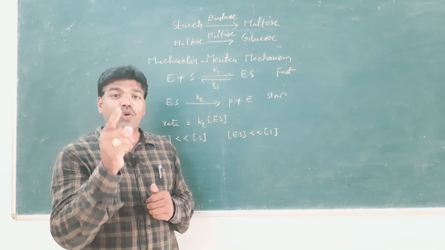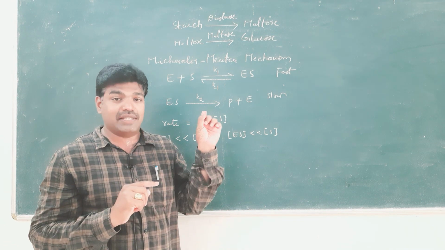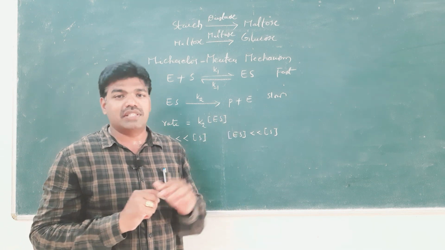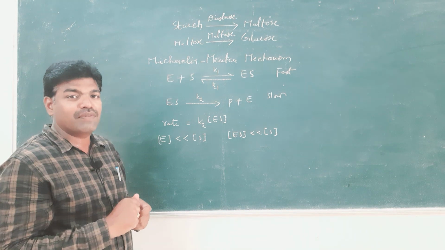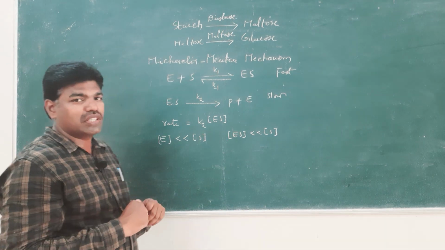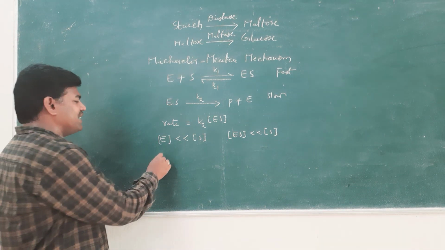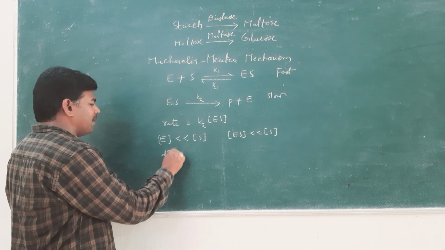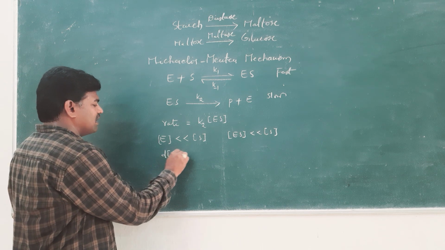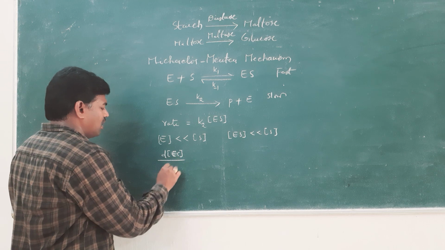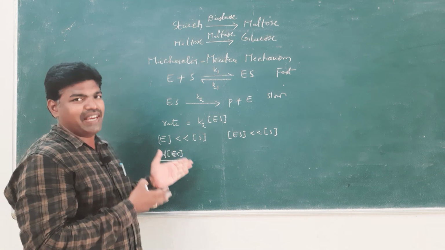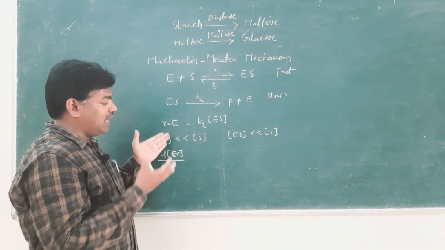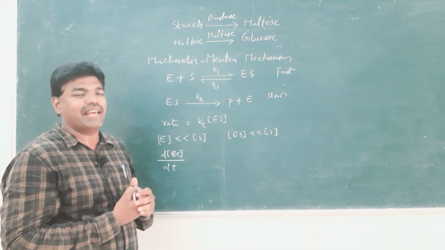Okay, the steady state approximation enables us to measure such low concentrations, right? So, with the help of the steady state approximation, we can measure such low concentrations. Let us write the steady state approximation. Actually, this steady state approximation needs another 2 or 3 classes. For the sake of convenience, I write the steady state approximation equation directly.